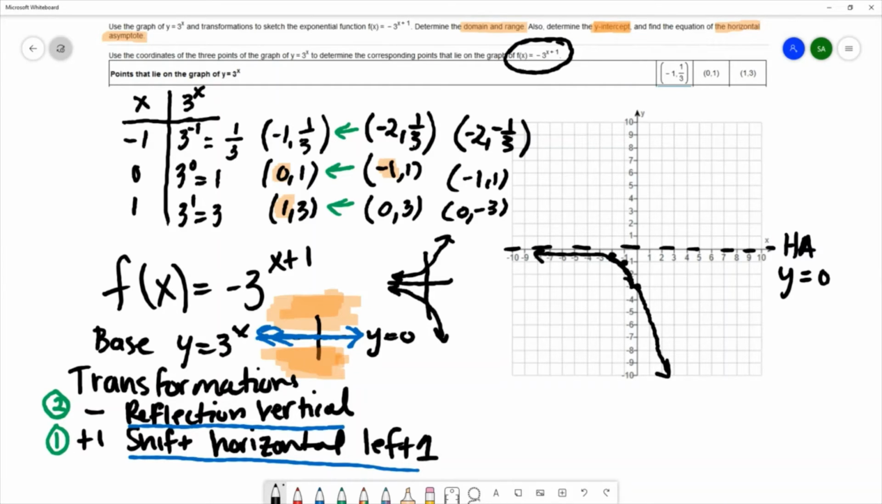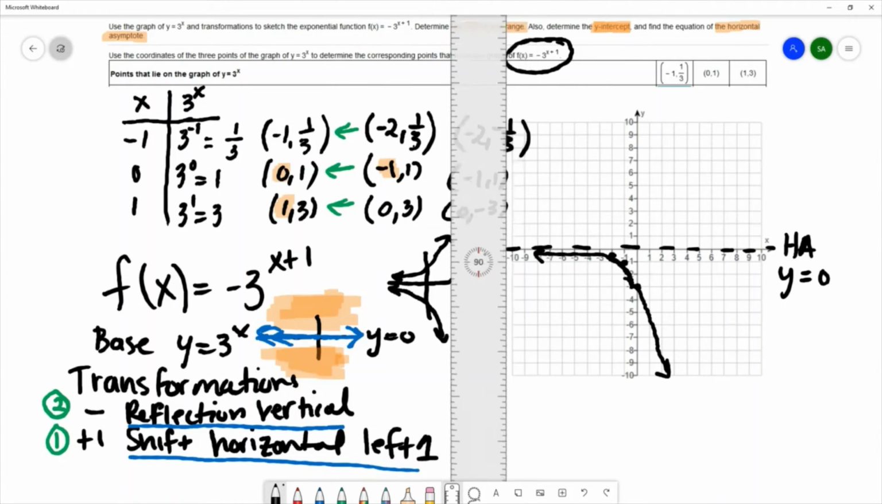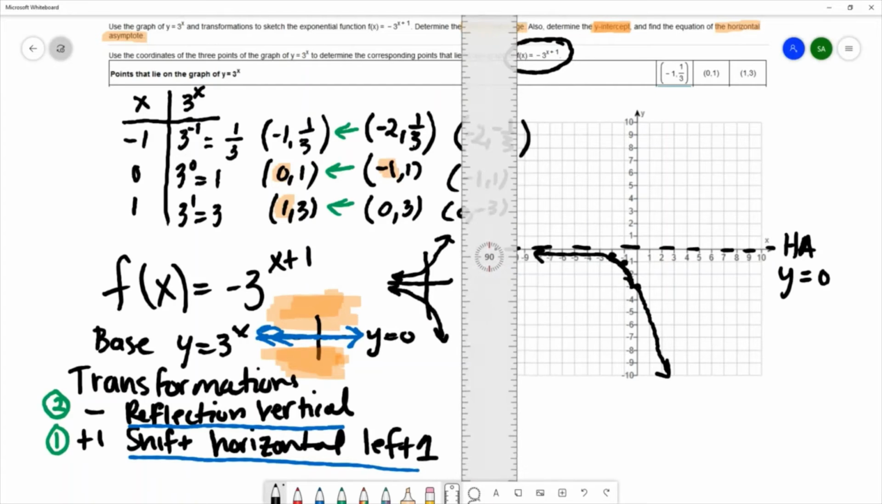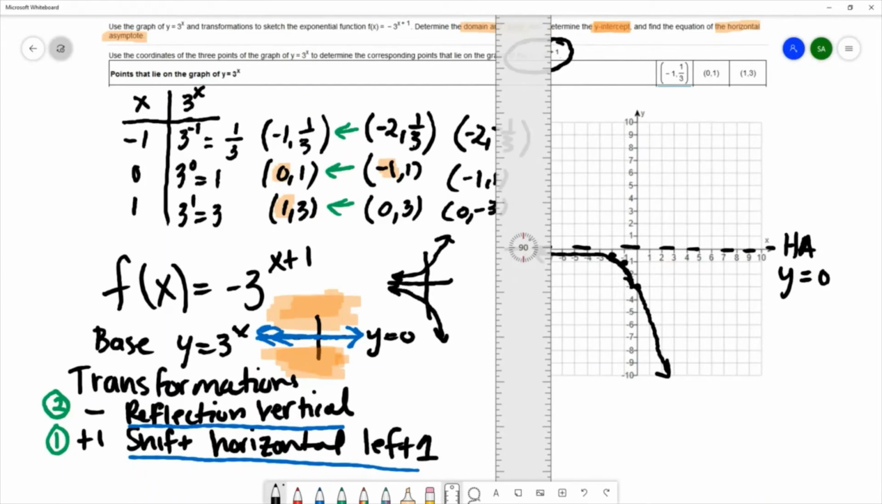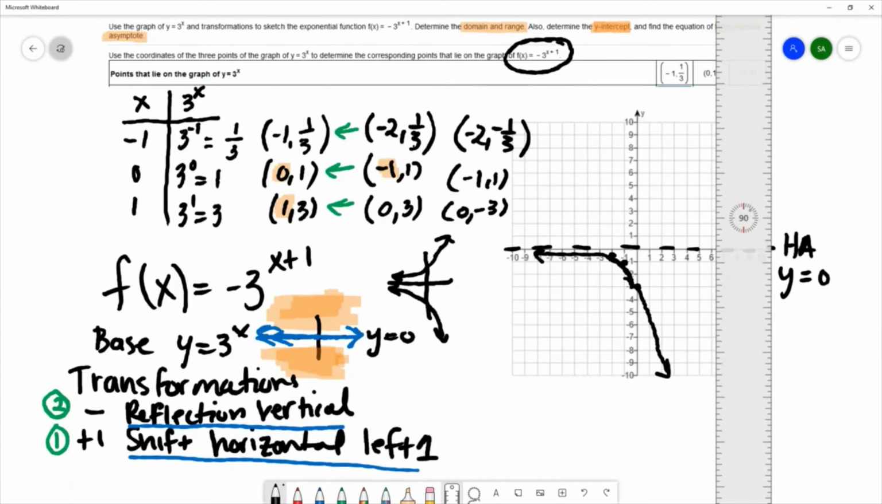So then we can talk about the domain and range. We hold our ruler vertically and go from left to right. You can see that this ruler would start hitting the graph at negative infinity and continue hitting the graph all the way to positive infinity. So the domain is negative infinity to infinity.